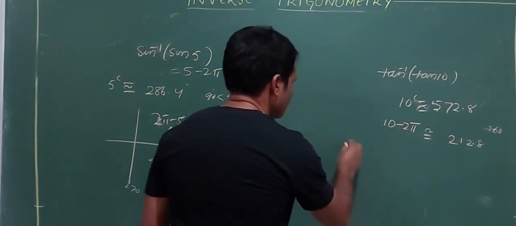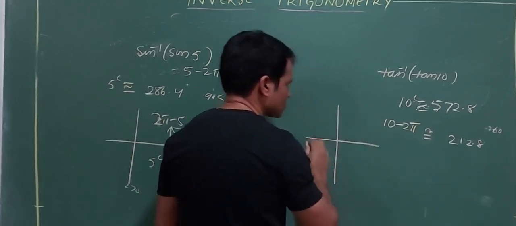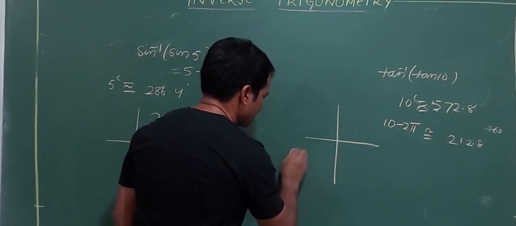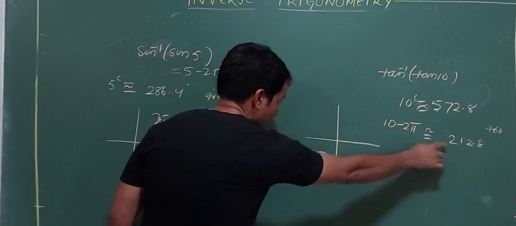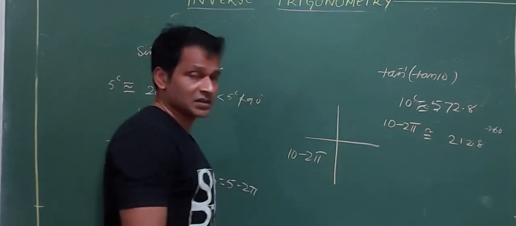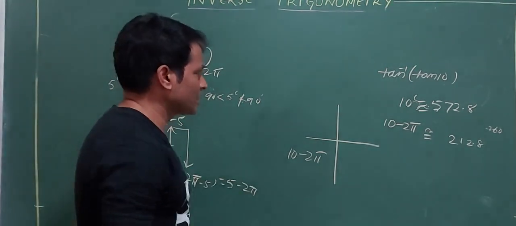212.8. Now let's come back to the solution. Where is 212.8? That means 10 minus 2 pi is here. I will write down this one, I will not write down this one. This helps me find out the quadrant. 10 minus 2 pi, what am I calculating?